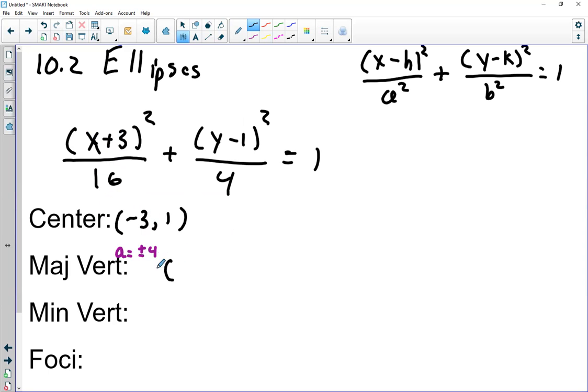And then for minor, you do the same with the y. So for minor, you have to use the B value. The B value is going to be plus or minus 2.